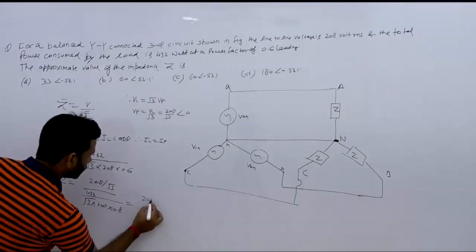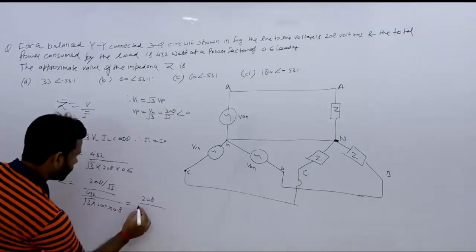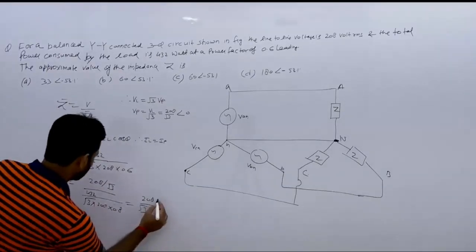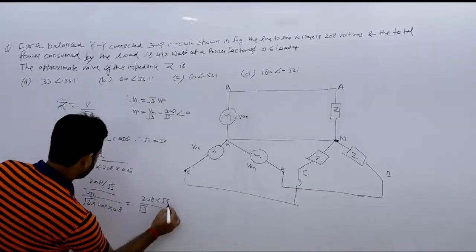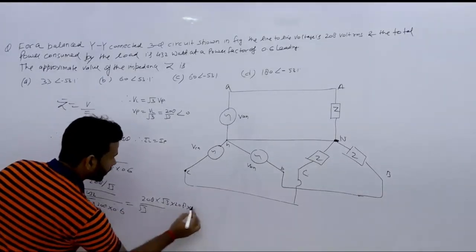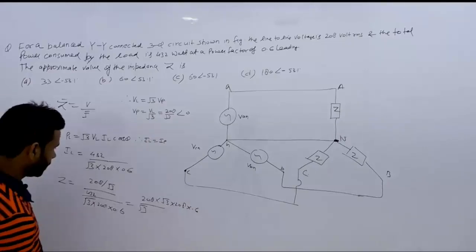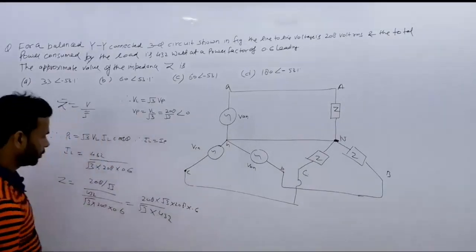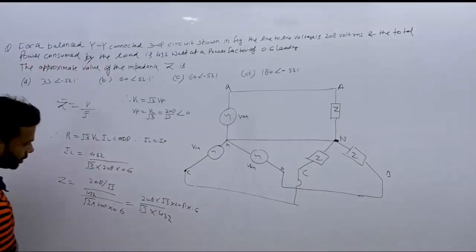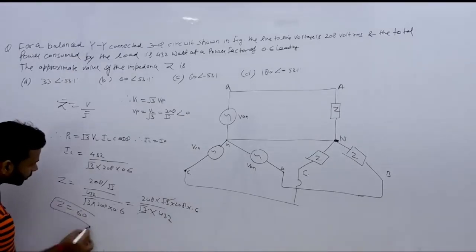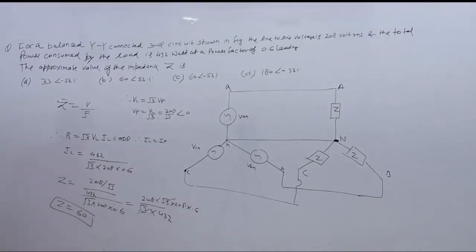So 208 upon root 3, and it is just above the root 3 into 208 into 0.6, which is 0.6, and it is 432. So let's see, it cancels out, and it comes out to be 60. If you calculate this, it comes out to be 60.